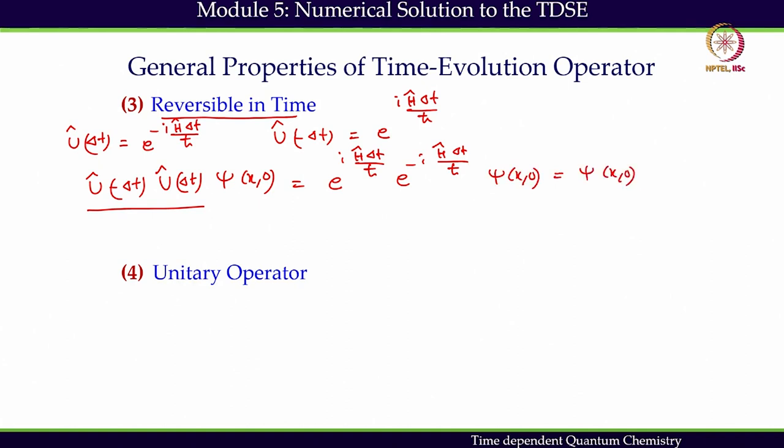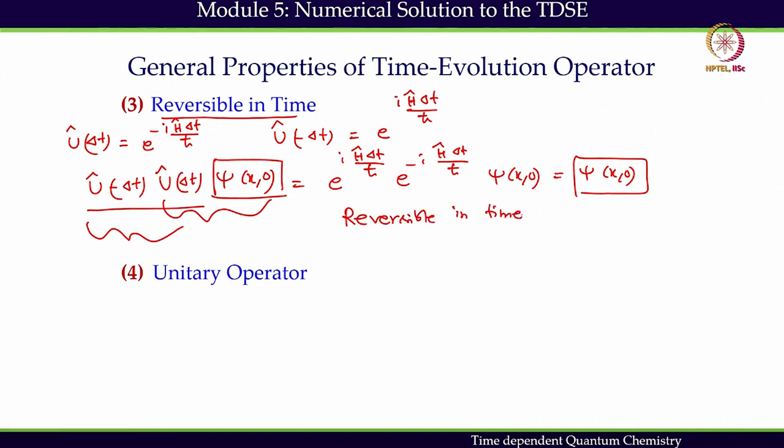So, what does it suggest? First I make a time advancement, then I make one backward propagation in time. One forward propagation, one backward propagation, in the end giving me back this wave function. That is why it is reversible in time. This is quite different from our real life experience. In real life, we cannot go back in time. We have to always move forward. But here, in quantum mechanics, I can go back in time with the help of this time evolution operator. So, my system will again evolve to the initial state.